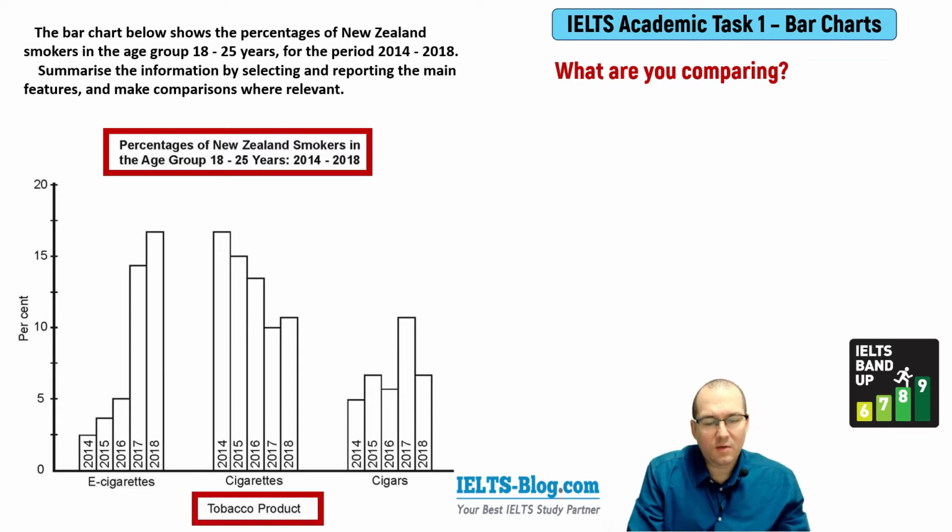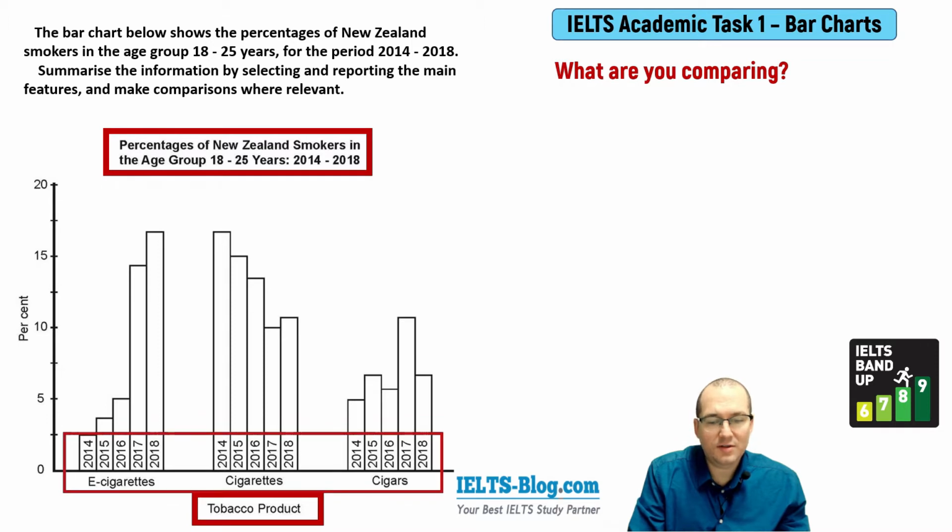Now, what are you comparing? Well, you're comparing the tobacco product, okay? So that's what you're comparing. That's really important. And you're also comparing year by year, 2014, 2015, all the way up to 2018. So that's the most important thing to think about before you get started.